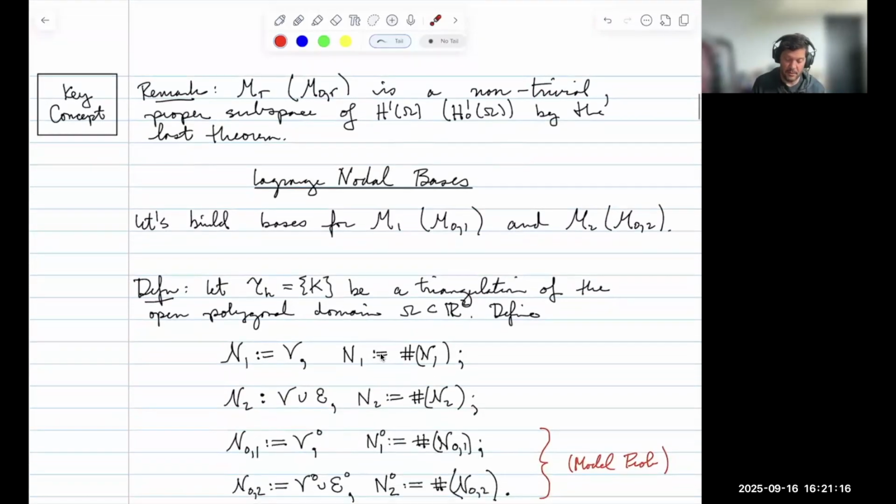Well, how do we show that these guys are non-trivial proper subspaces of the dimension that we want? Well, the easiest way to do that is to exhibit a basis for these spaces. So let's build bases for both this space and this space. Now, if I wanted to build bases for, let's say, M3 or M4, I would need more information. And I'm not going to worry about that, not too much for this course. I am going to speak a little bit about it at some point.